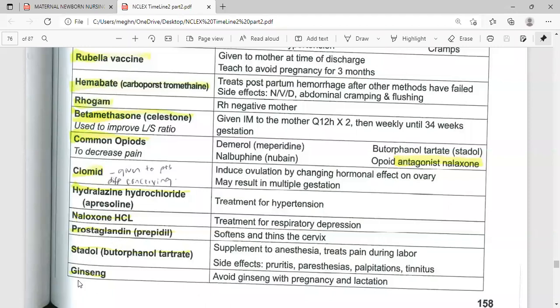The next drug here is herbal, ginseng. We advise avoiding ginseng in pregnancy and lactation. So if the mother is lactating or pregnant, it is good to avoid herbals like ginseng.